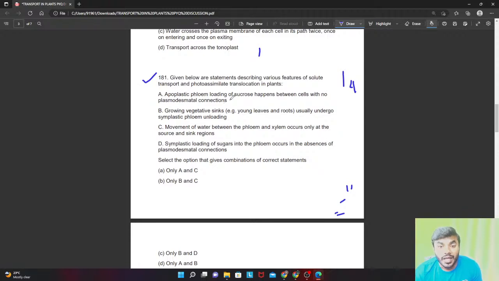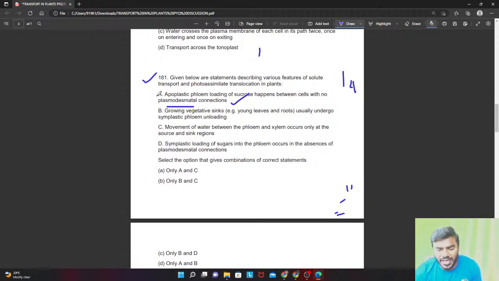Look into this. Apoplastic phloem loading of sucrose happens between the cells with no plasmodesmatal connection. Of course, this statement is true. Yes or no? Option A is true. Sivaranjani, what is this, dear? How did you forget? Shafia, why is option A wrong? When there are no plasmodesmata, then only apoplastic loading will occur. So option A is correct only, right?